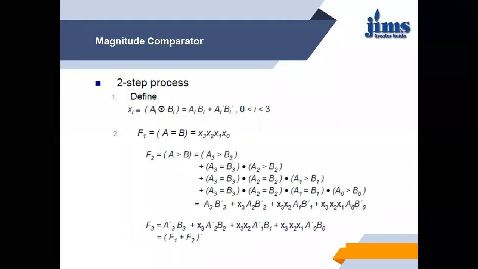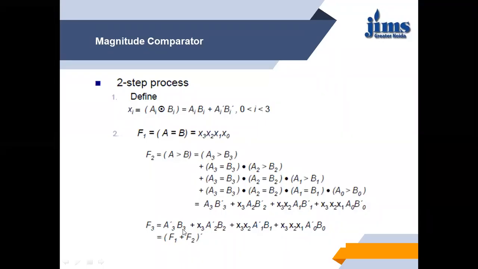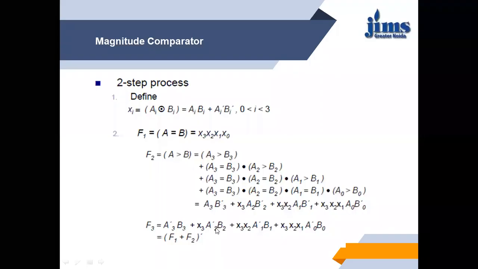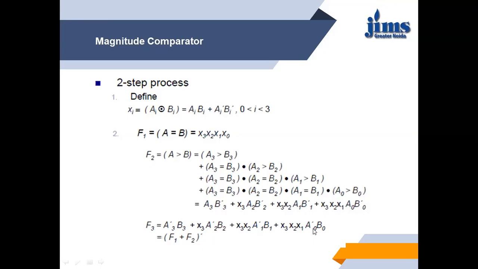In the same manner, we can find out the logic for A is less than B. In that case, if B is greater than A, then A3 should be 0, B3 should be 1, so A3 bar B3, or if A3 equals B3, then X3, and A2 should be 0, A2 bar, and B2 should be 1, or X3 X2, that means A3 and B3, A2 and B2 are equal, then A1 should be 0, so A1 bar B1, or X3 X2 X1, all three bits are equal, then A0 is 0 and B0 is 1, so A0 bar B0.